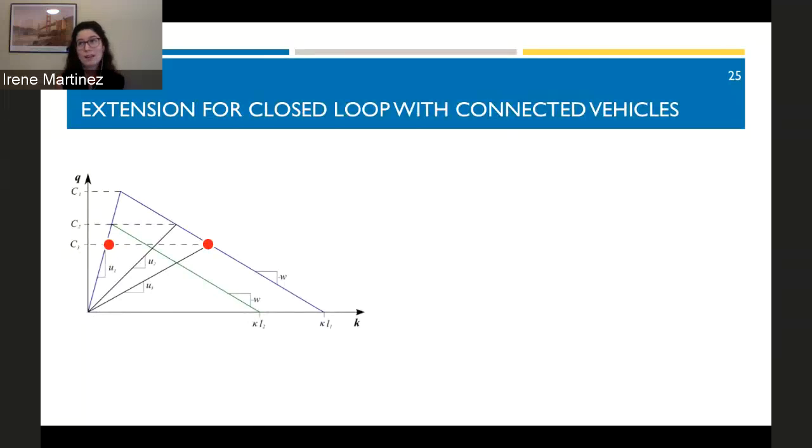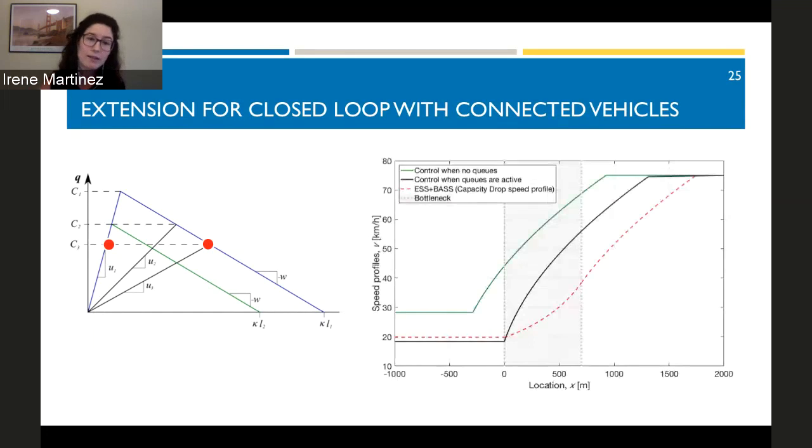So why I think that this study is important to further develop closed loop strategies is explained here briefly. Assume that we have already our capacity drop formed. We are observing a stationary state like the red line here, dashed, by the way. So to eliminate this capacity drop and eliminate the queues, we put a speed limit that allows a lower flow than the drop capacity.